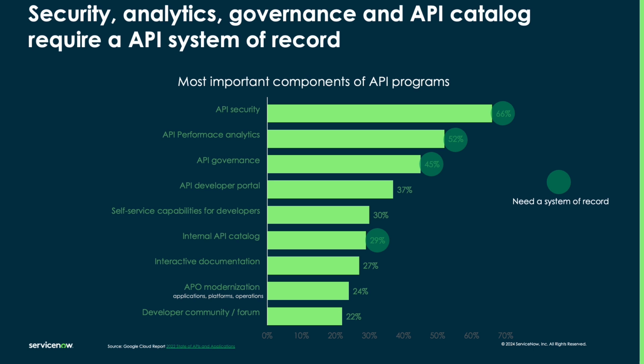There was a study done in 2022 asking large enterprises what aspects of API are most important to them. As you can see from the survey results, security, analytics, and governance are the top 3 categories that are most important to large enterprise customers. There are 4 categories that are denoted in circle. That means in order to solve that use case, you need an API system of record.